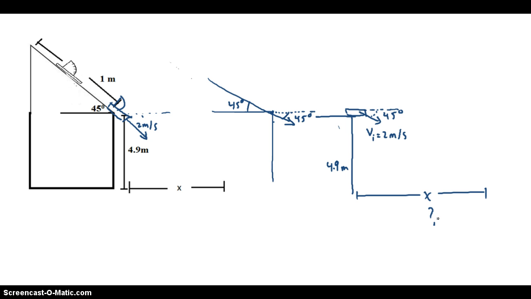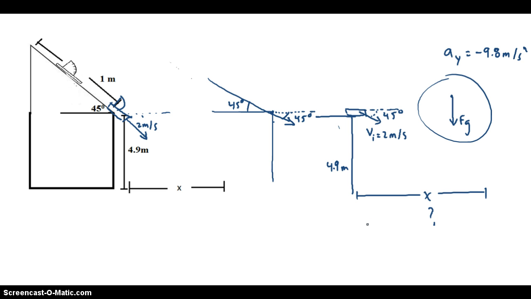Now let's look at our free body diagrams, how it changed from the first part of the question to the second part. As soon as it leaves that table, the only force acting on it is the force of gravity. There's no normal force pushing it up. There's no friction slowing it down in this direction. And if we ignore air resistance, the only force acting on it is gravity. So the acceleration is only going to be in the y direction, and it's going to be negative 9.8 meters per second squared.